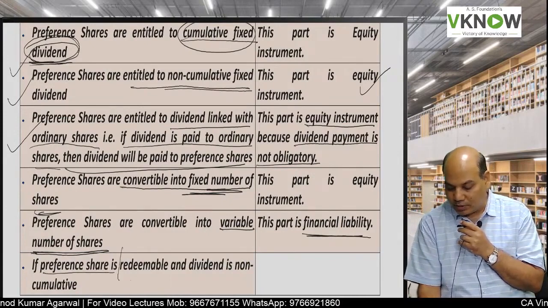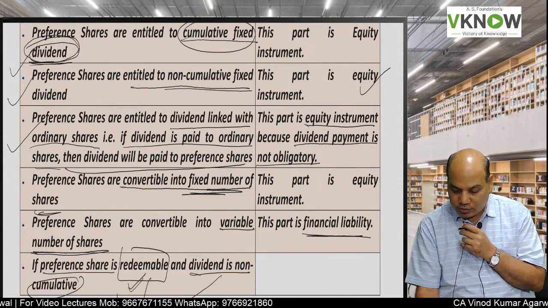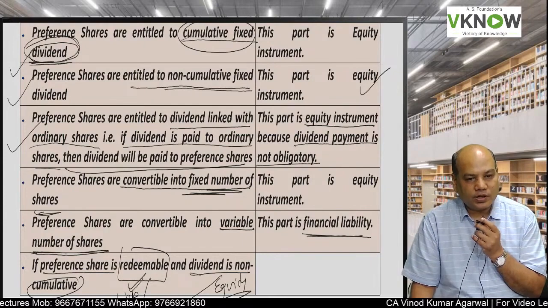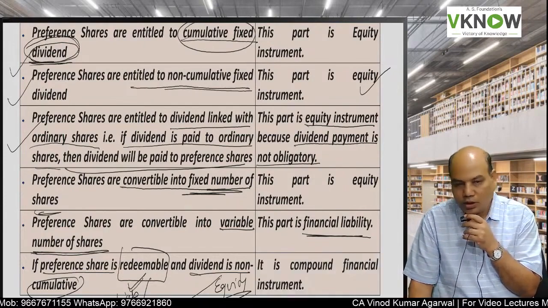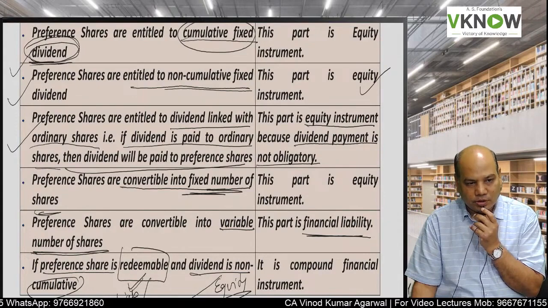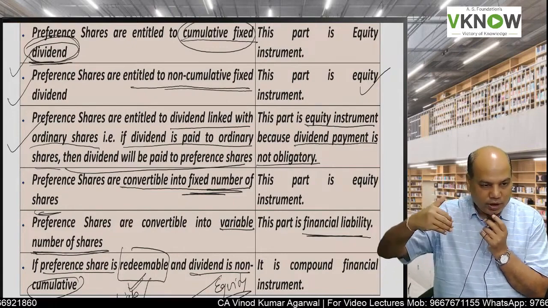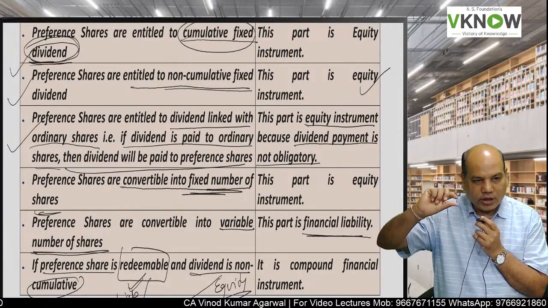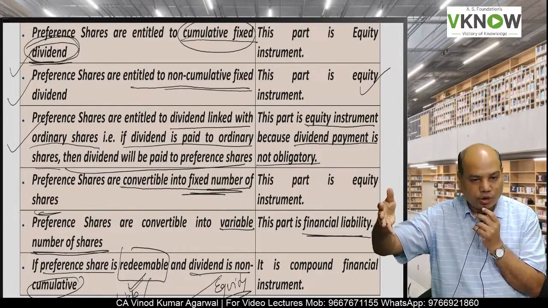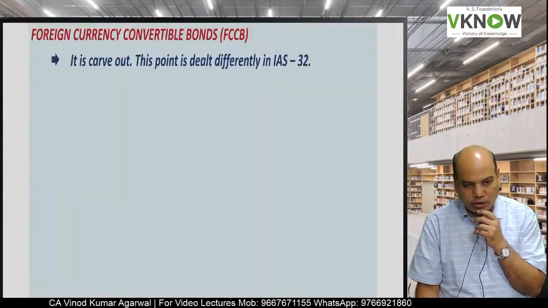If preference share is redeemable and dividend is non-cumulative, so this part is liability and this part is equity. An instrument which has both the features of equity and liability is called a compound financial instrument. So if a preference share is redeemable and the dividend is non-cumulative, there are two elements. One is the redemption of the principal amount, which cannot be avoided, so liability, but dividend can be avoided, which is equity. Equity plus liability is called a compound financial instrument.